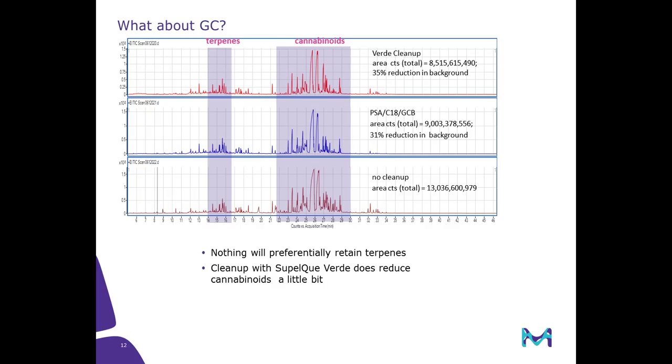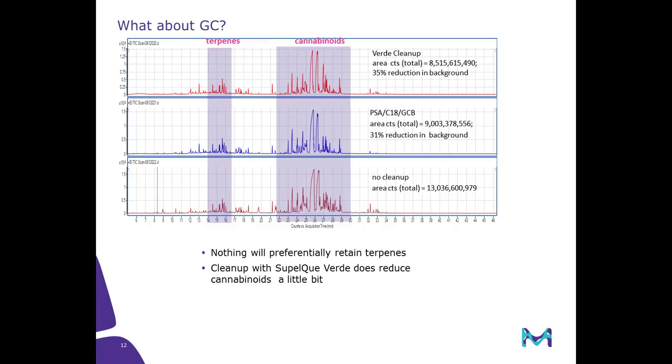So what about the GC side of things? Because I mentioned you have to run those extracts by LC and GC. Well, in GC, a couple of the interfering classes of compounds are terpenes and cannabinoids. Unfortunately, nothing is going to preferentially retain terpenes, so you just have to deal with that. Maybe choose the right ions to look at. If you're doing MS/MS, which you probably are, choose the right transitions to look at where you don't get interference.